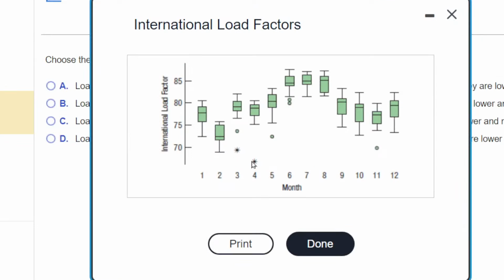And you can see right here some extreme outliers. That means something way below in the 4th month, April right there, January, February, March, April, May. And you see some sort of time order pattern to this.